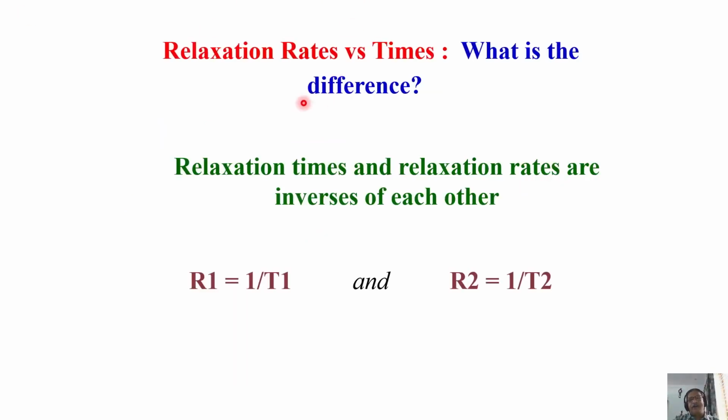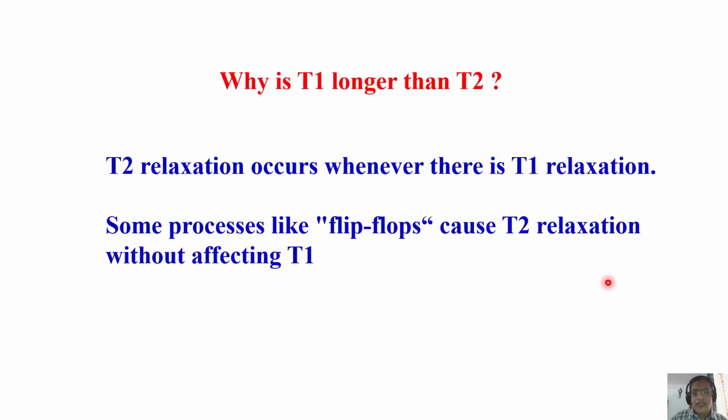So sometimes we use terms called relaxation rates and relaxation times. What is the difference? Relaxation time is the time which you measure, T1 and T2. It is a time constant. The relaxation rates are the inverse of that. Sometimes they call them R1 and R2. R1 is the inverse of T1, 1 over T1. R2 is the inverse of T2, so R2 is nothing but 1 over T2. They are called relaxation rates, and T1 is called relaxation time. So relaxation rates are nothing but the inverse of the relaxation times. Okay. So why is T1 always longer than T2?